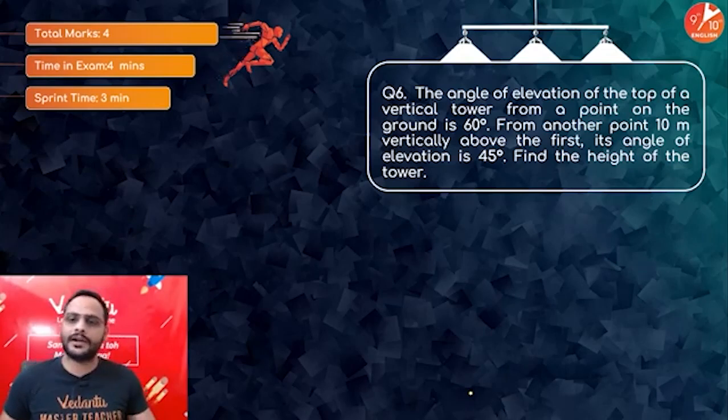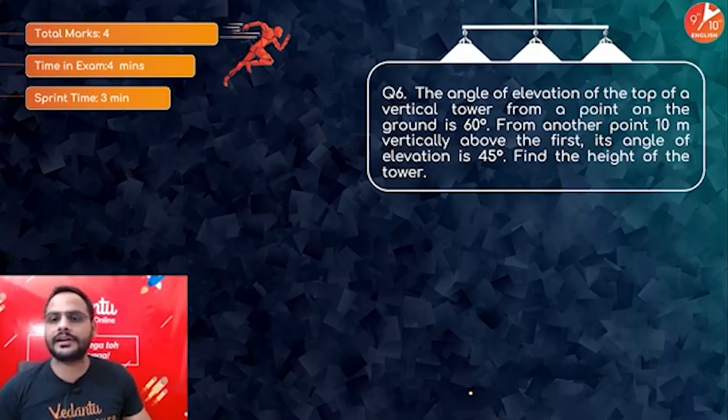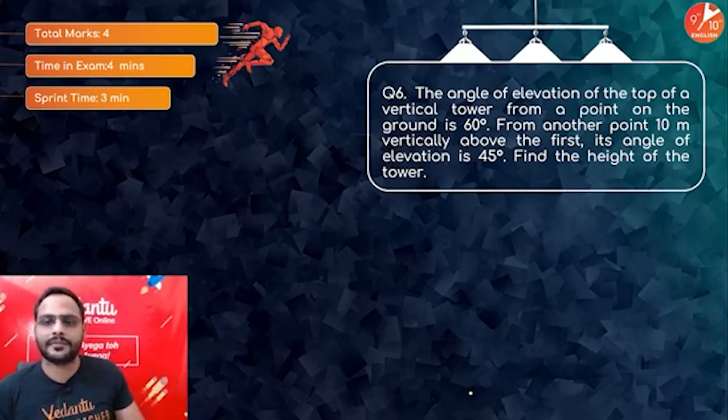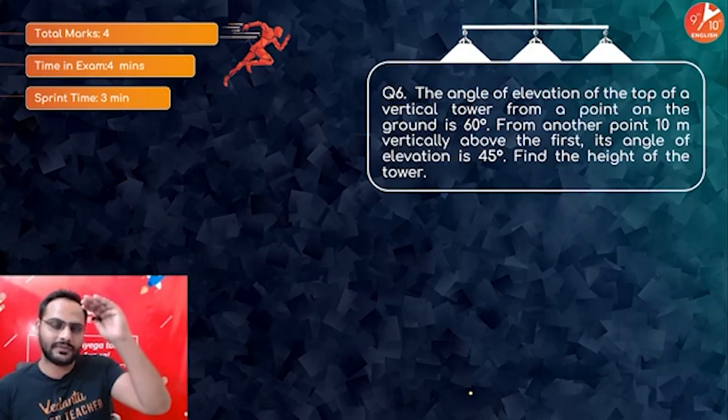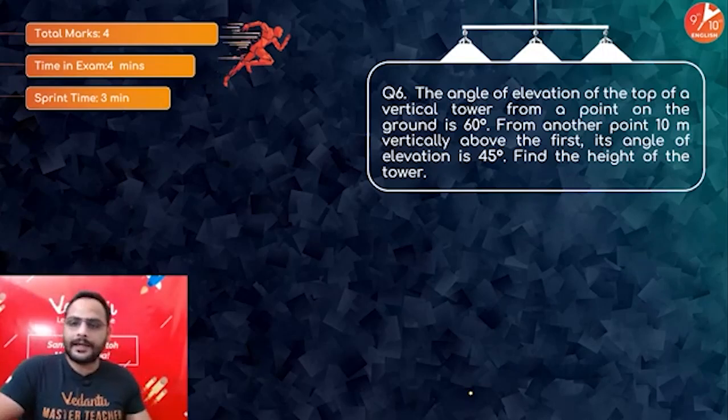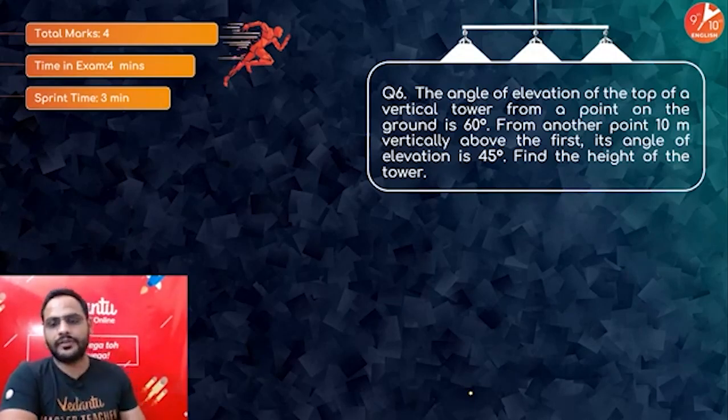Next question, look. The angle of elevation of the top of a vertical tower from a point on the ground is 60 degree. The angle of elevation from another point 10 meter vertically above the first is 45 degree. So 10 meter above there is one more point. Its angle of elevation is 45 degree. Find the height of the tower.